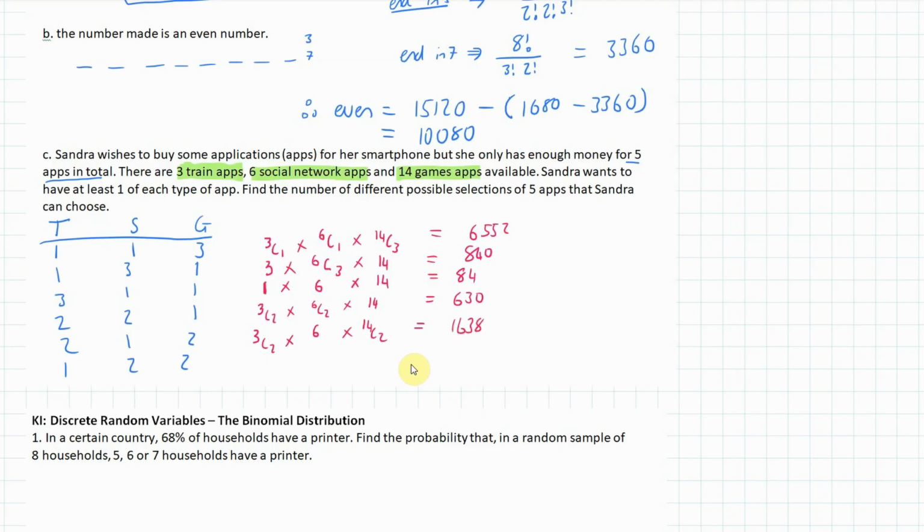And then the next one is 1 of the train apps, so it's out of 3, so 3. And then out of the social network she goes 2, so that's 6, choose 2. And then finally she chooses 2 of the games, so that's 14, choose 2 again. And that gives us 4,095, I think. Well, that's what I got before. Now I'm going to sum all of this, and my total is 13,839.